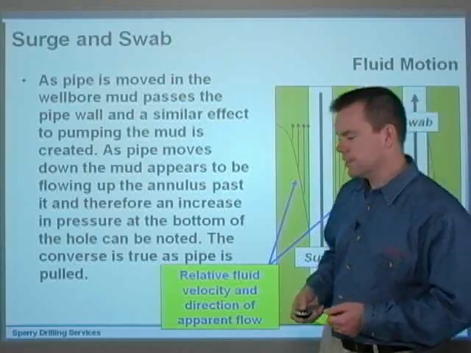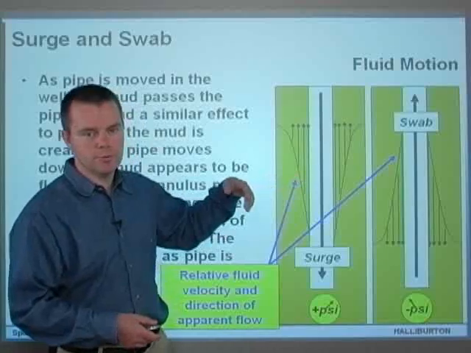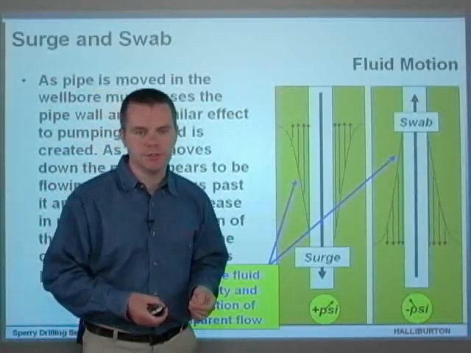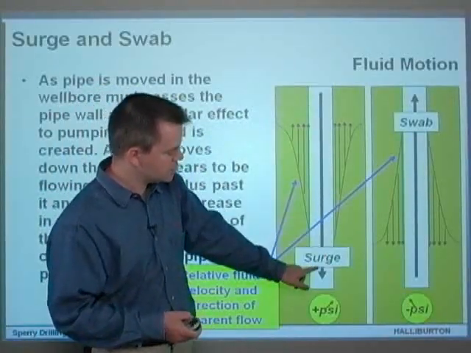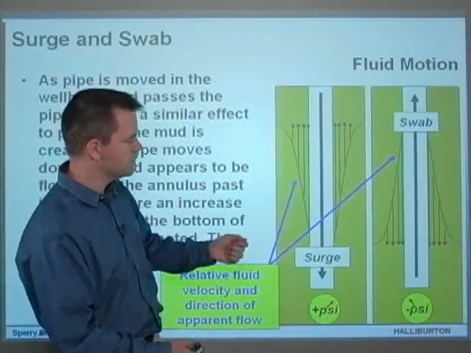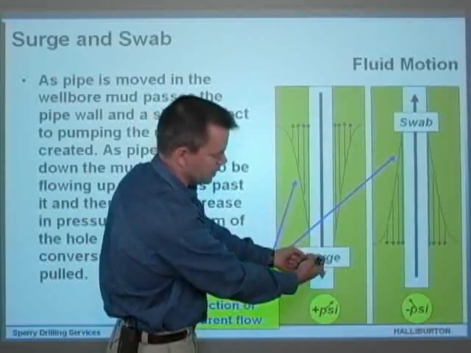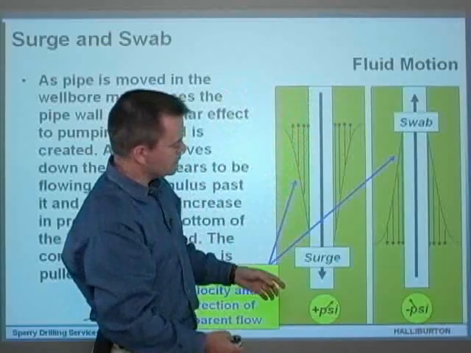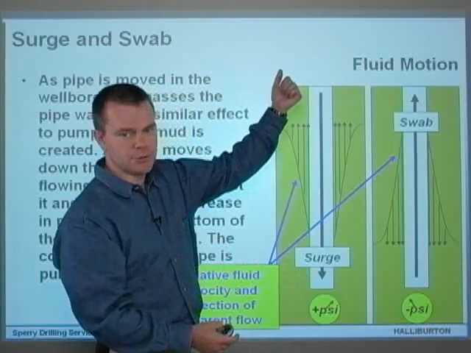So just to show you that kind of thing graphically, as the pipe is moved in the wellbore, mud actually passes the pipe wall, and a similar effect to pumping the mud is created. So basically, as you're running the pipe in here, this is a surge. You're running the pipe in, you're surging the formation. The reason you're surging the formation is that as this volume of steel goes into the wellbore, mud is displaced up the wellbore to come out the top. And the rate of you running it in will determine the rate of flow upwards of that mud.